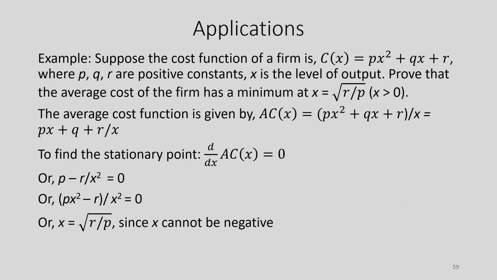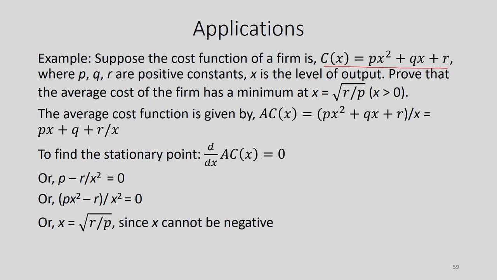Here are some applications of these properties that we have been talking about. Suppose the cost function of a firm is given, C x is equal to P x square plus Q x plus R, where P, Q and R are positive constants. X is the level of output. Prove that the average cost of the firm has a minimum at x is equal to root over R divided by P, where x is assumed to be positive, because you know output level cannot be negative.